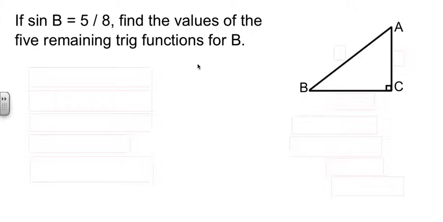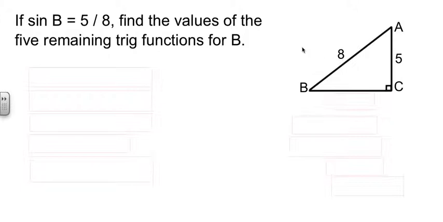So they are going to throw things at us like this. They're going to tell us sine of B is equal to 5 over 8, and they want us to figure out the other 5 functions. Now remember, sine is equal to opposite over hypotenuse. From B, the opposite would be over here, and the hypotenuse is the one across from the right angle. So sine of B being 5/8 means the opposite is 5, and the hypotenuse is 8.